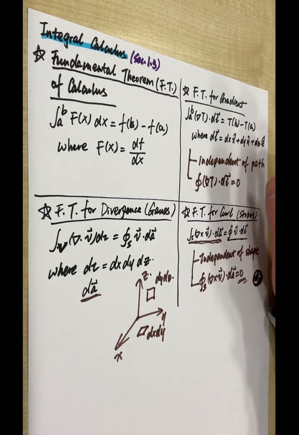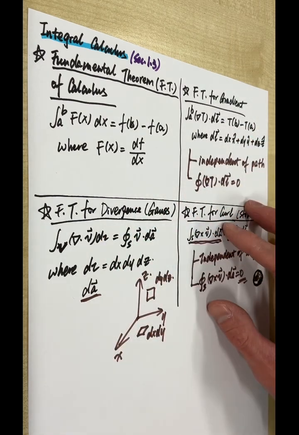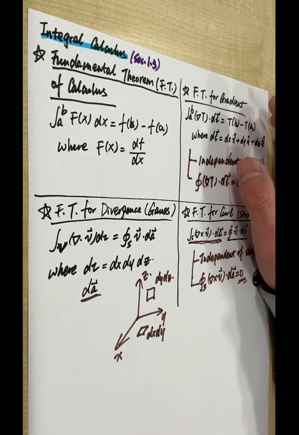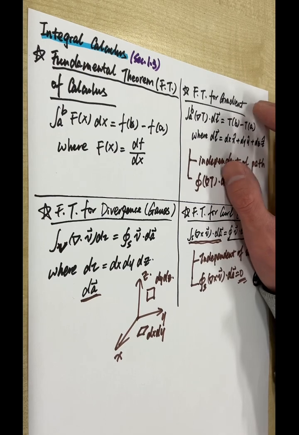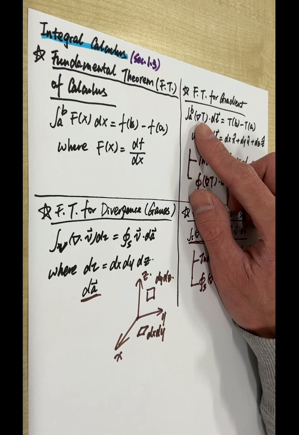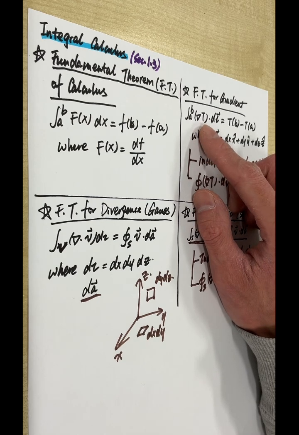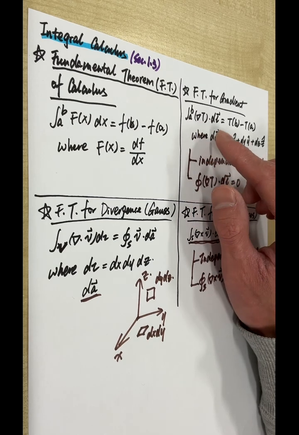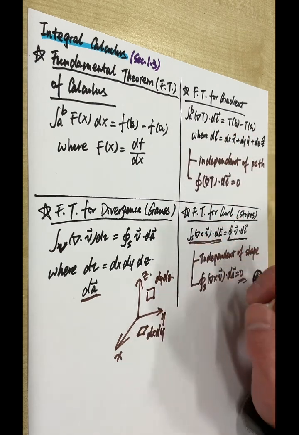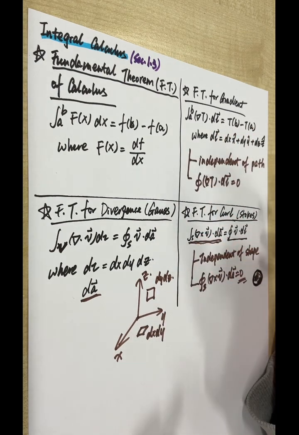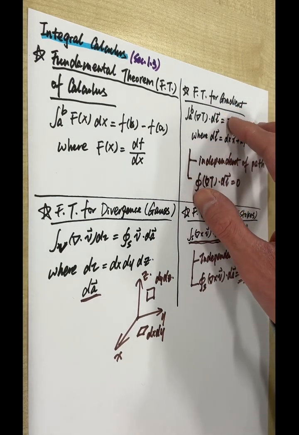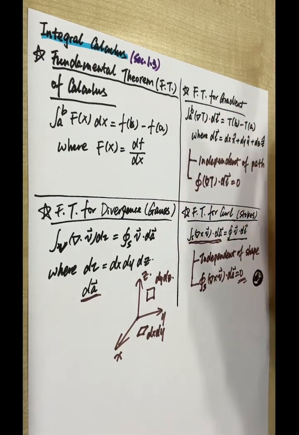In integral calculus, we have three very important things: gradient, divergence, and curl. The fundamental theorem for gradient has a lot to do with potential. The gradient of potential gives us the electrical field, for example, and then the field over a path would tell us how much work has been done. So this has a lot to do with potential and work.